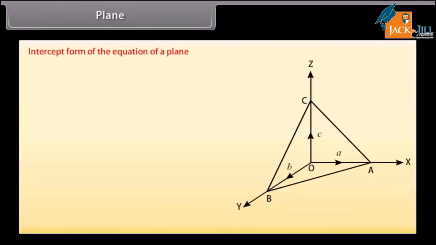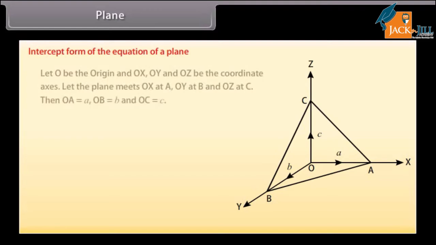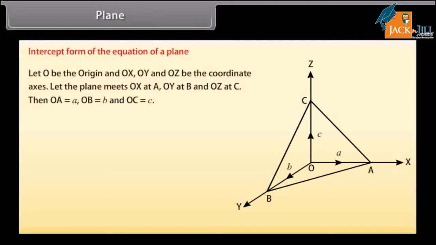Plane. Intercept form of the equation of a plane. Let O be the origin, and OX, OY, and OZ be the coordinate axes. Let the plane meet OX at A, OY at B, and OZ at C. Then OA is equal to a, OB is equal to b, and OC is equal to c.